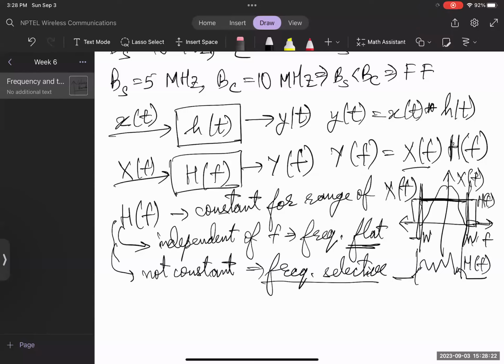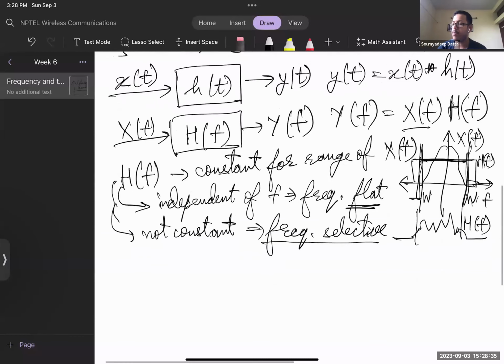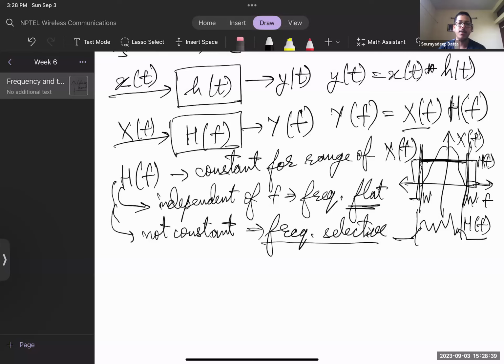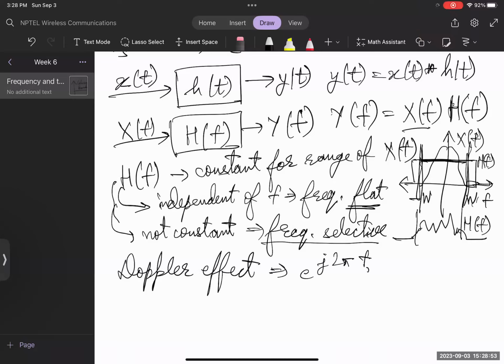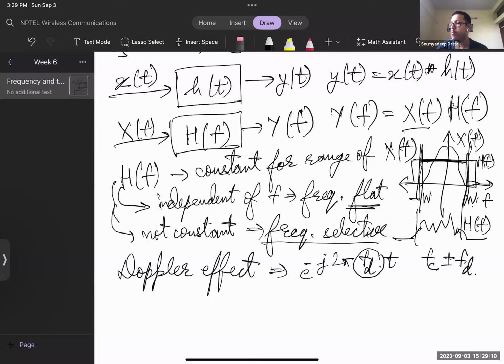It depends on the situation. So both can happen. You want to know how frequency selectivity happens? Frequency selectivity can happen for many reasons. Especially, the most common reason is the Doppler effect. For the Doppler effect, you have phase shifts, something like e to the power j 2 pi f_d, the Doppler frequency, times t. This Doppler frequency term changes the carrier frequency also, so your carrier frequency term is modified by plus or minus f_d.